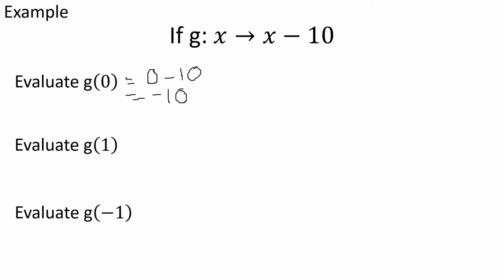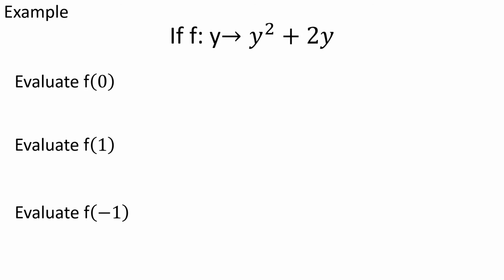Next one, our input is 1. So when we see an x, we need to input 1. So we would have 1 minus 10. 1 minus 10 is minus 9. And our last one, our input is -1. Whenever we see an x, we need to substitute in -1. So we would have -1 minus 10, and that would just get us -11.